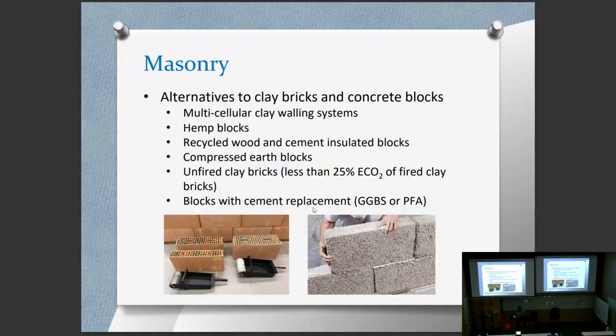And blocks with cement replacement. Okay, replacing part of the Portland cement with the GGBS, which is the ground granulated blast furnace slag, or the PFA, the pulverized fly ash. Okay, so these are some possible replacements for the clay brick and concrete blocks.